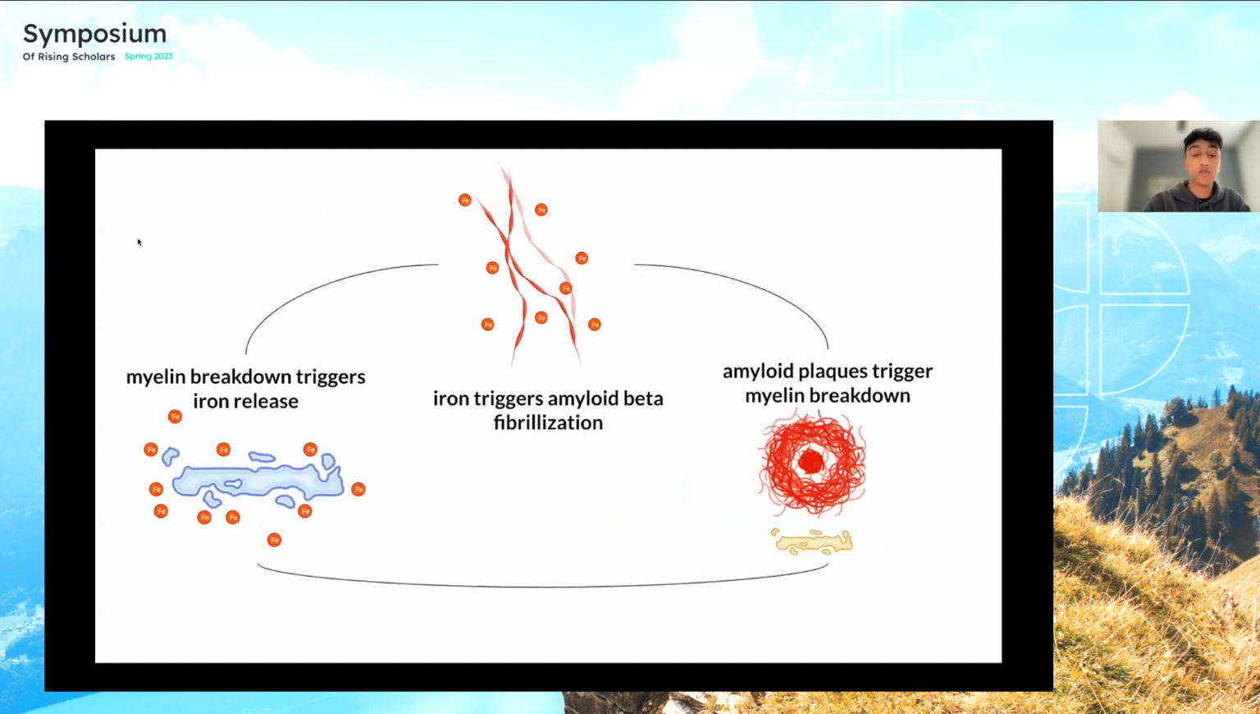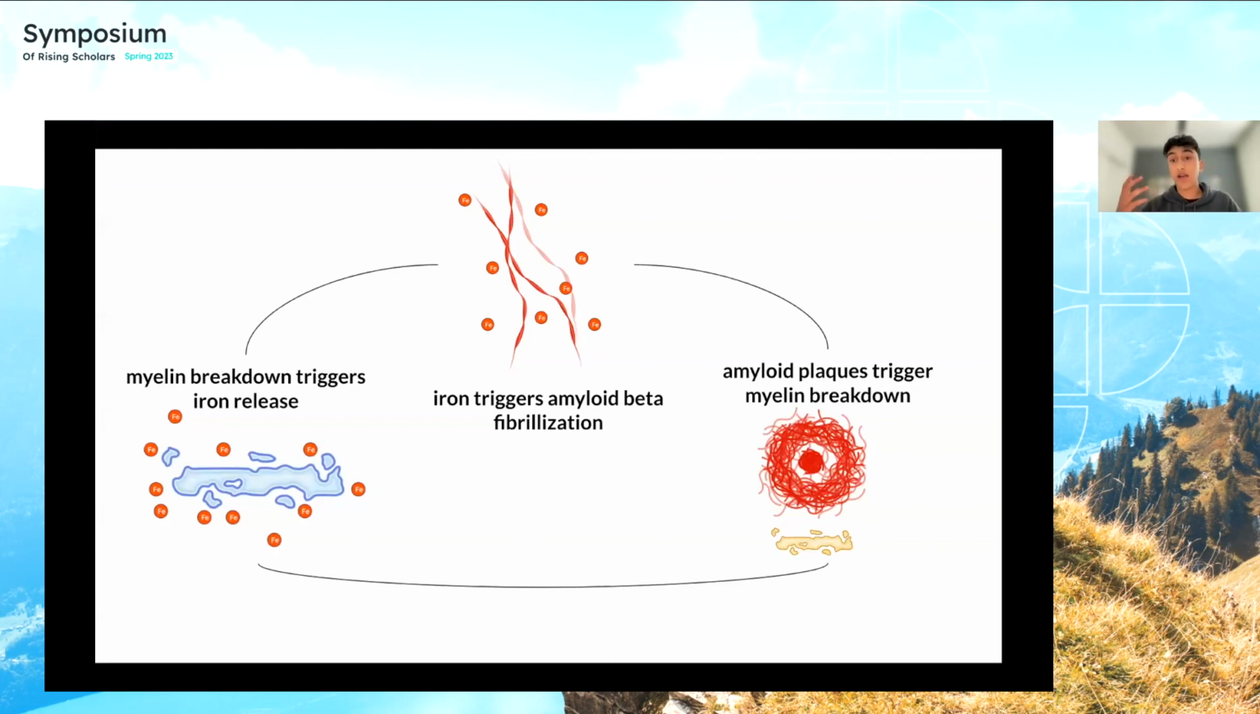So my review paper basically proposed this cyclical model for amyloid beta and myelin in the brain. Myelin has a really high iron concentration, and the reason for this is iron's an important cofactor in enzymes responsible for producing myelin. But with aging, as this myelin starts to break down, iron actually encourages the fibrillization of normal amyloid beta into those toxic aggregates.